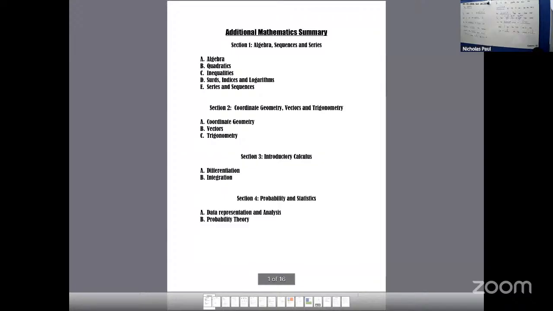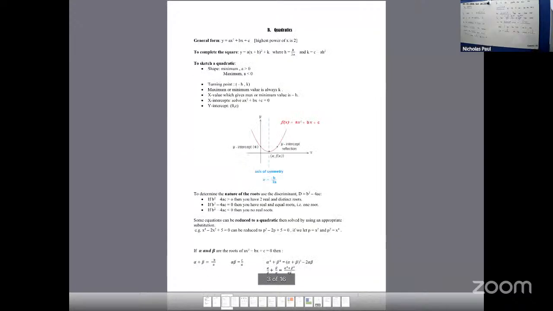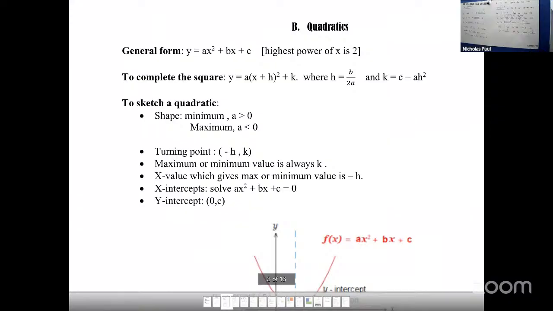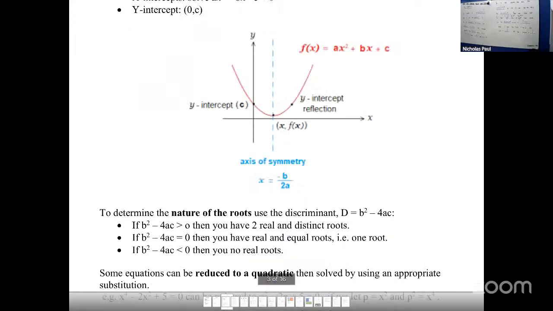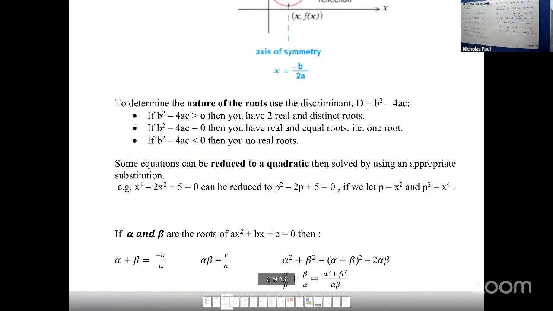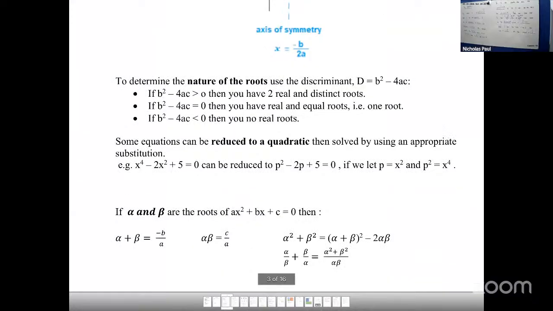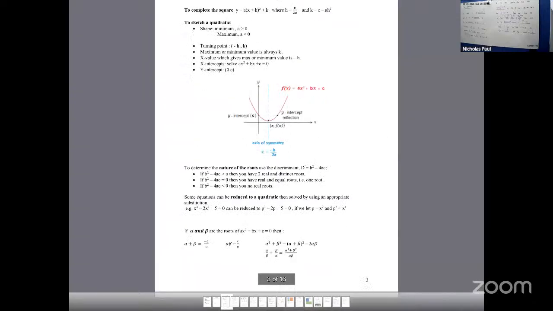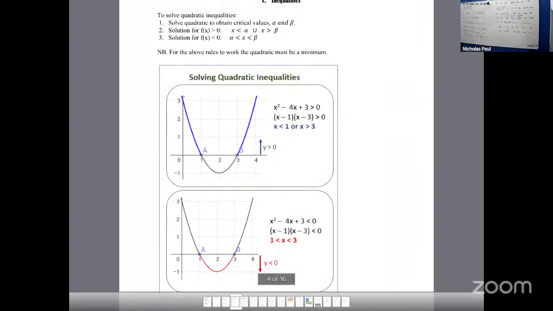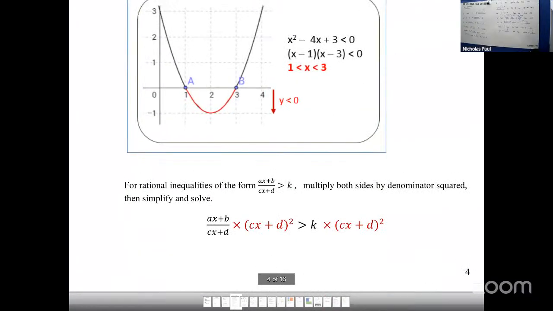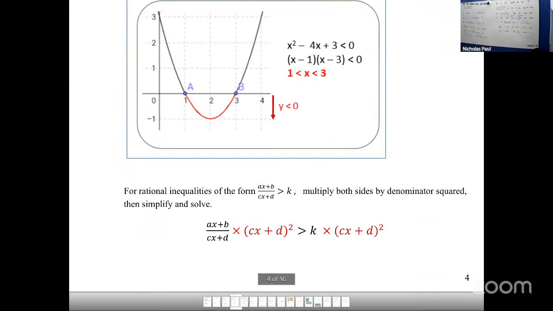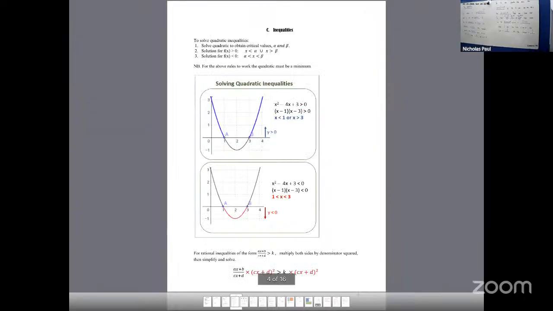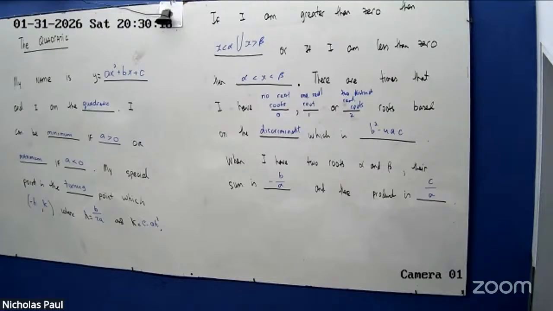If you check the summary in the group, the summary has everything that we need to know about the quadratic: how to draw it, sketch it, find the maximum and minimum values. It tells you everything about the discriminant, the important alpha beta that you need to know, and how to solve the inequalities and rational inequalities as well. So everything you need to know is in this summary. Okay. Let's go to the past papers now.